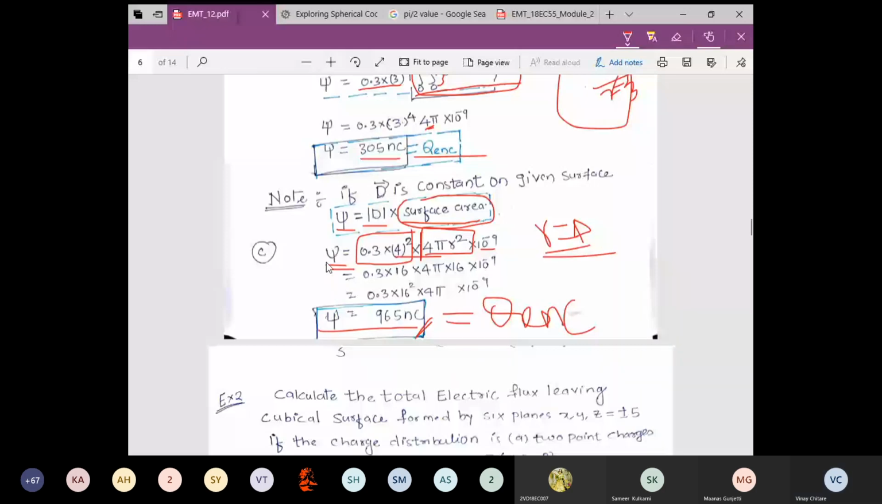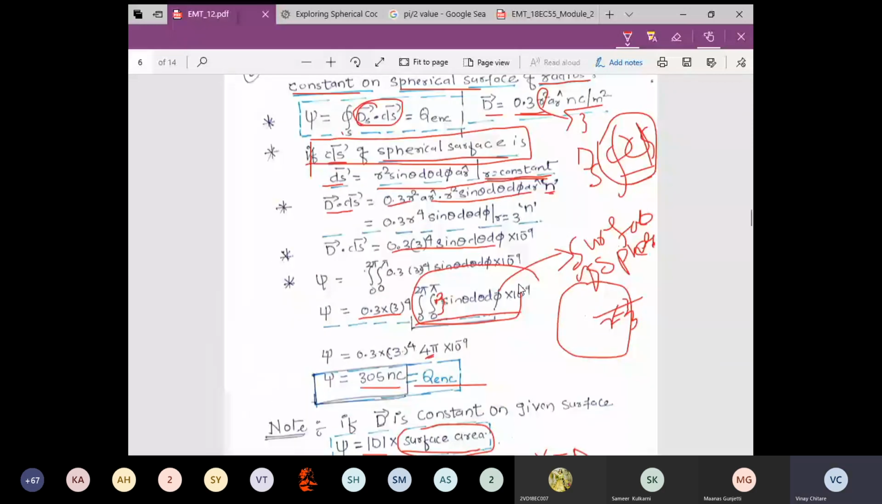That's all. So is that clear about Gauss law and the first problem? Any doubts?